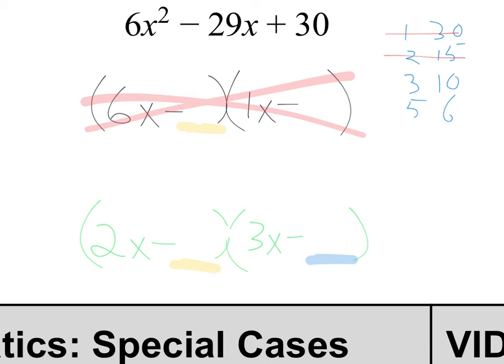Let's try 3 and 10. Well, I'm not allowed to put a 10 here because that creates a GCF. I'm not allowed to put a 3 here. That creates a GCF. So 3 would have to go here. 10 would have to go here.